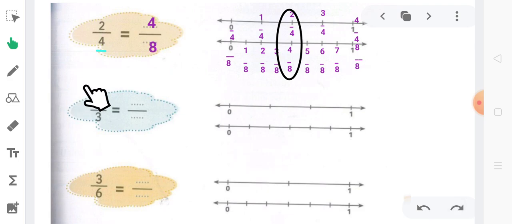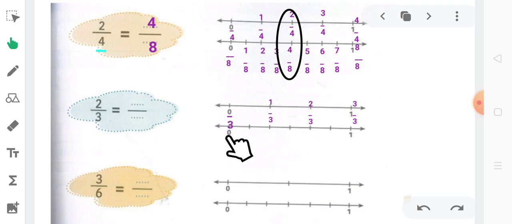Then we have here 2/3. I'm gonna represent it in the first one. Drop 0. This is 1, 2, 3. So it's cut into 3 equal parts. 0 over 3, then 1 over 3, 2 over 3, 3 over 3. So this is 2/3. I need to identify the fraction that is below this point of 2 over 3.